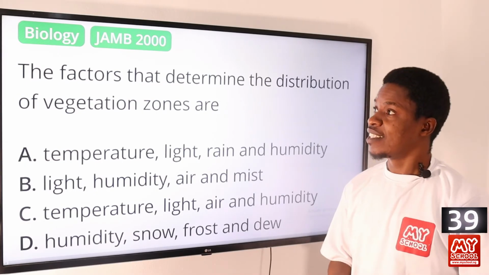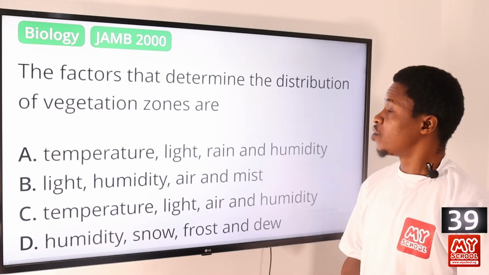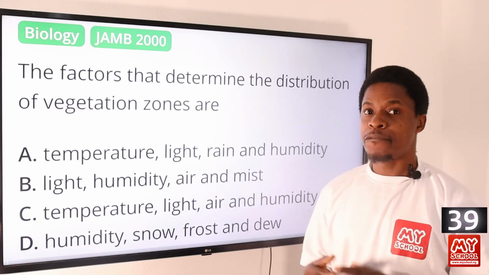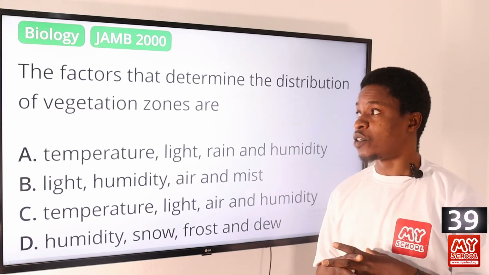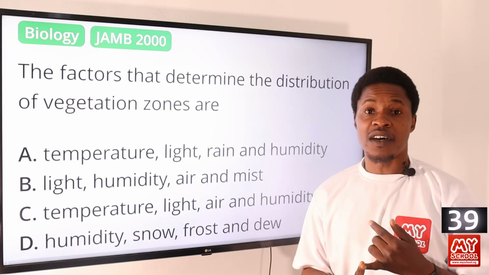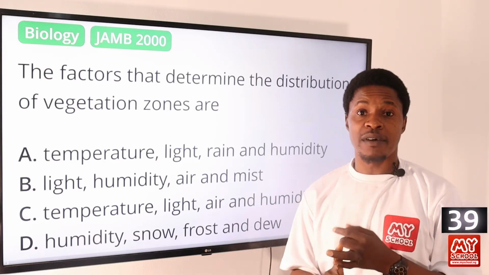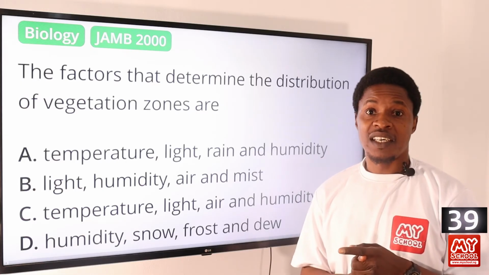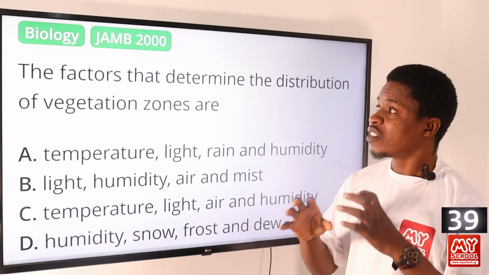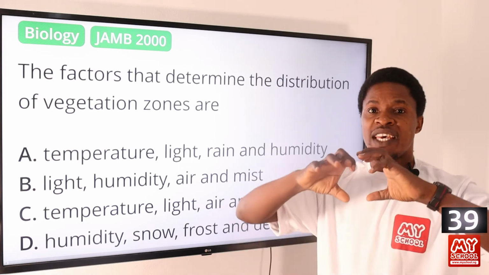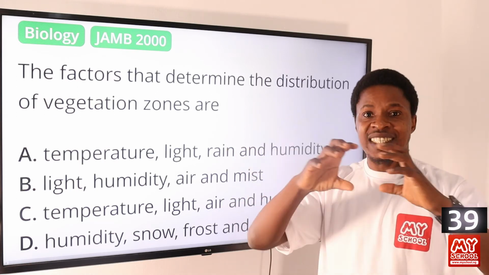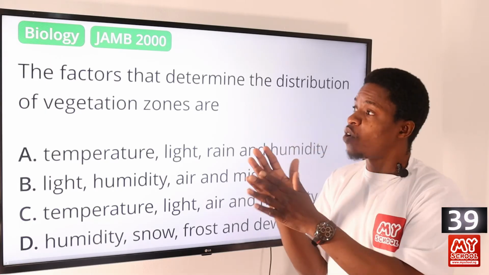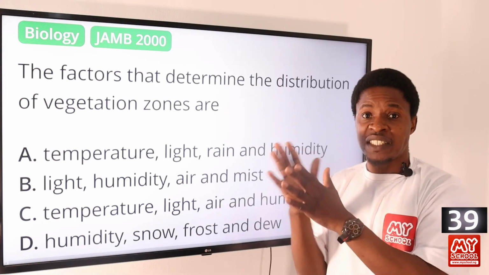Question 39. The factors that determine the distribution of vegetation zones are... First of all, there are different types of vegetation zones. We talk of the rainforest zones, the desert, the grassland, and so on and so forth. So what factors actually determine the classification of vegetation into their different zones?